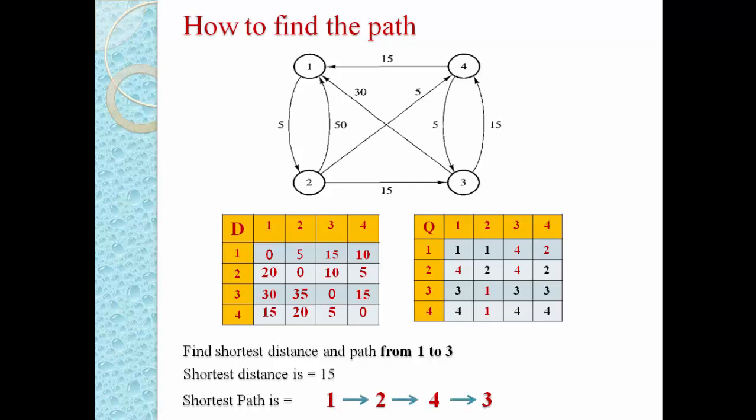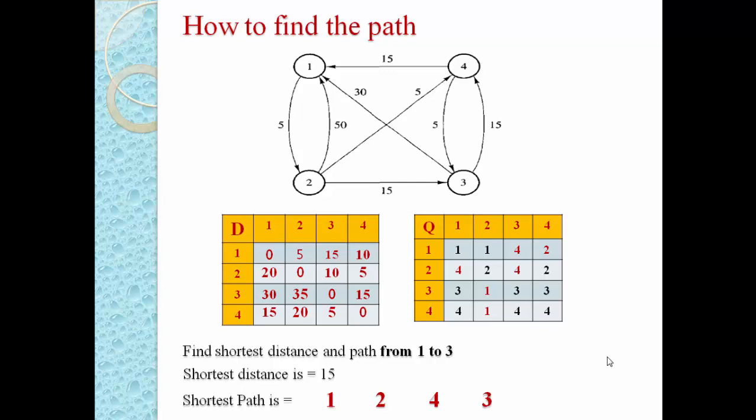So this is the path to reach from 1 to 3. The shortest distance is equal to 15. At that time we have to follow this path: we reach 1 to 2 first, then 2 to 4, and 4 to 3. Then we get the shortest path with distance equal to 15. So in this way we can find the shortest path for all pairs of nodes by using Floyd's algorithm.